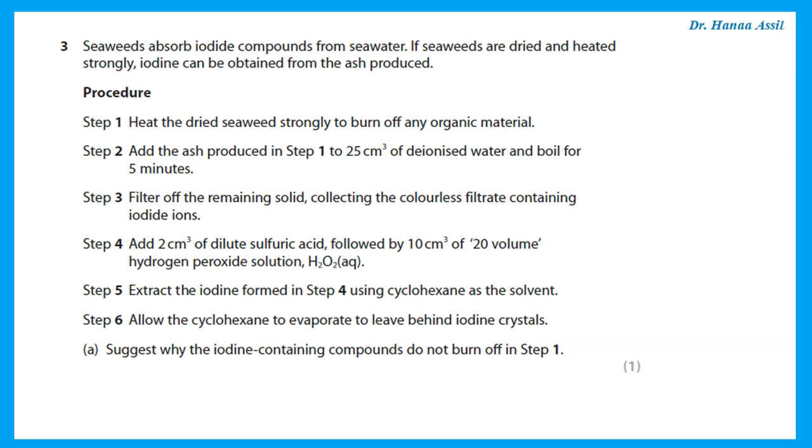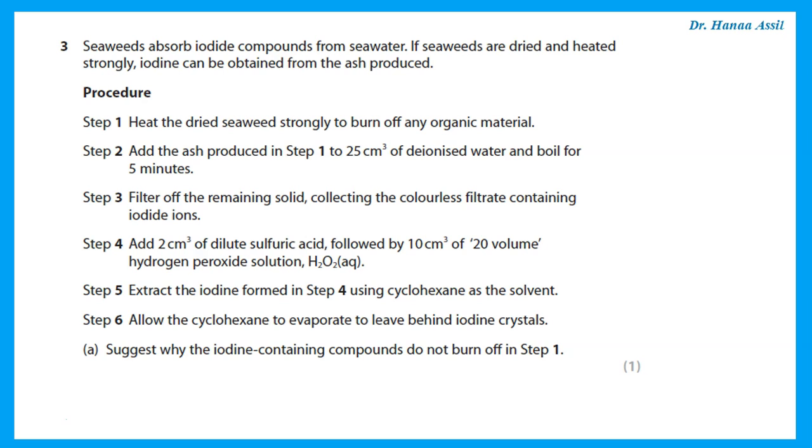Question 3 says, seaweeds absorb iodide compounds from seawater. If seaweeds are dried and heated strongly, iodine can be obtained from the ash produced. So the procedure they're using is: heat the dried seaweed strongly to burn off any organic material. Add the ash produced in step 1 to 25 cm³ of deionized water. Boil for 5 minutes. Filter off the remaining solid, collecting the colorless filtrate containing iodide ions.